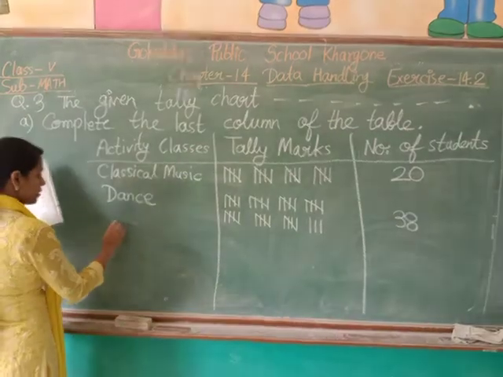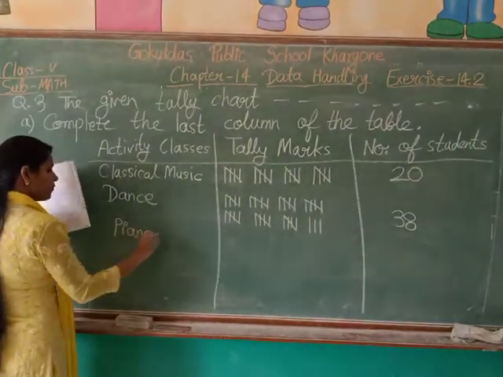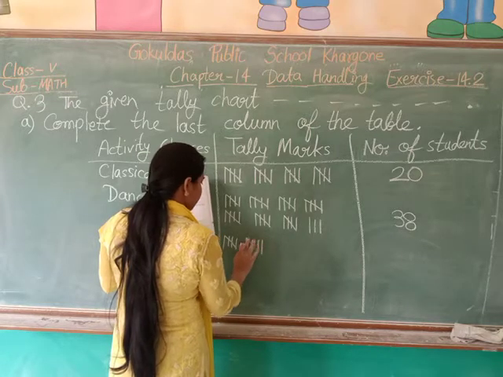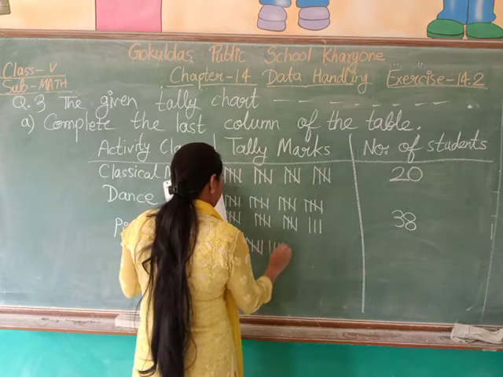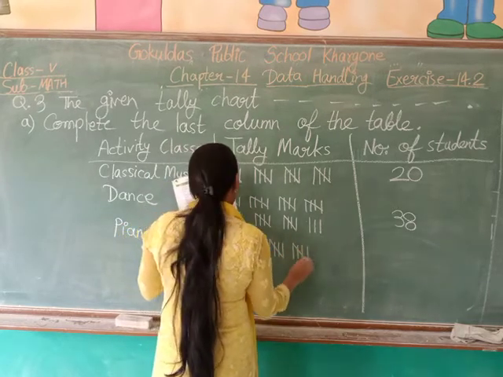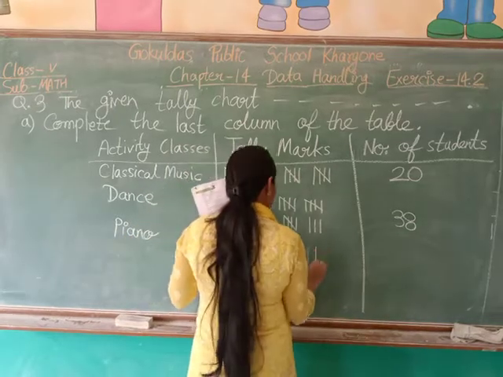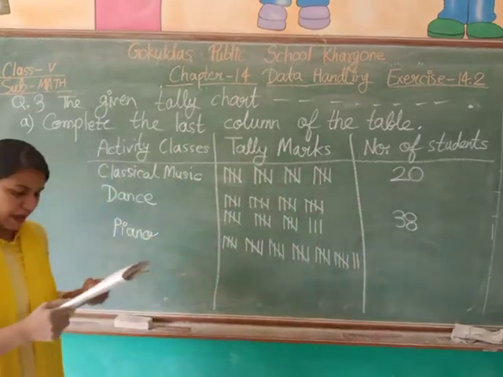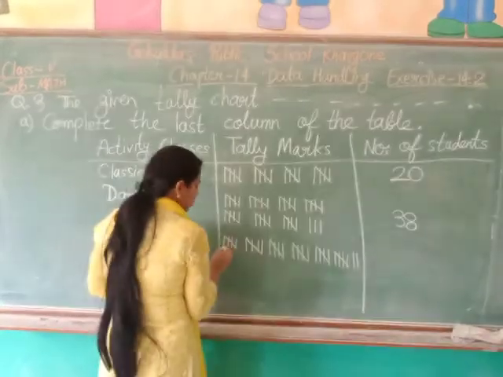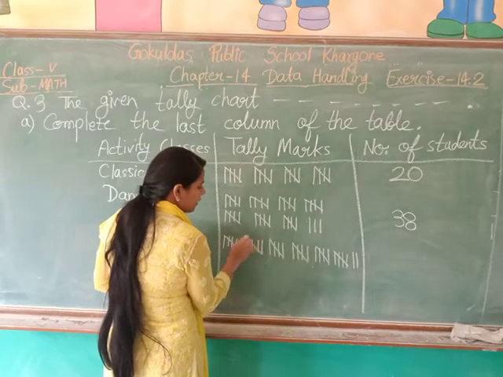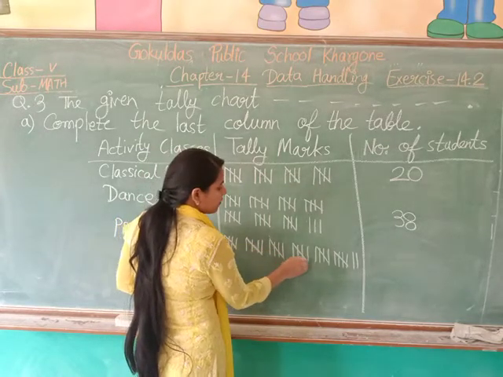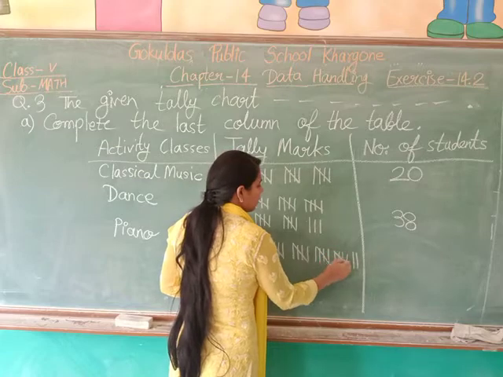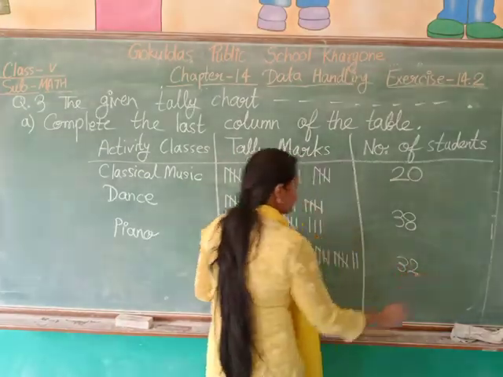Now the next activity is piano. Okay, so in piano, let me count how many students. 1, 2, 3, up to 20, 21, 22, up to 32. 32 students.